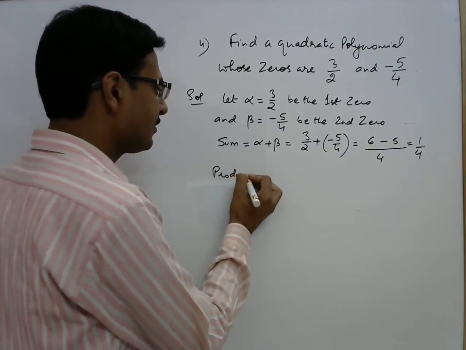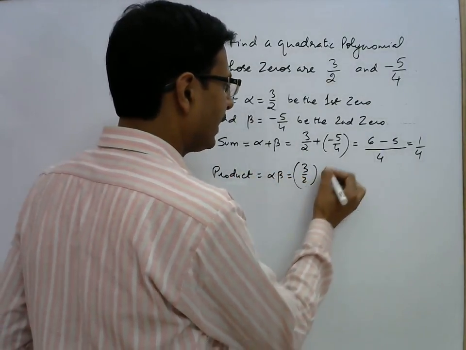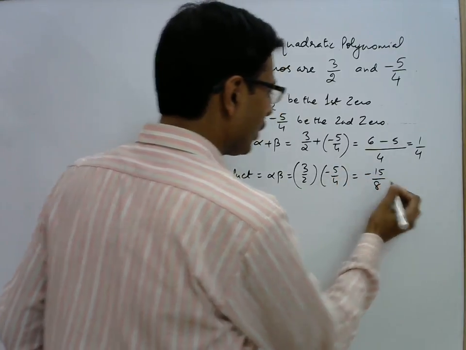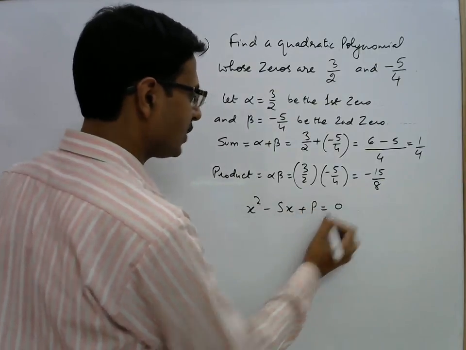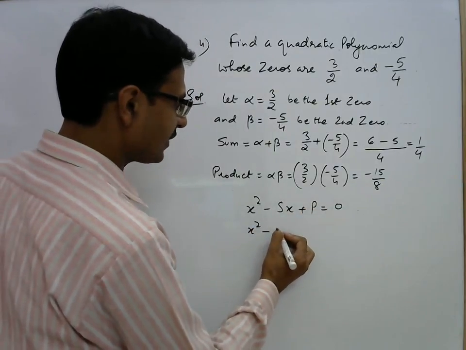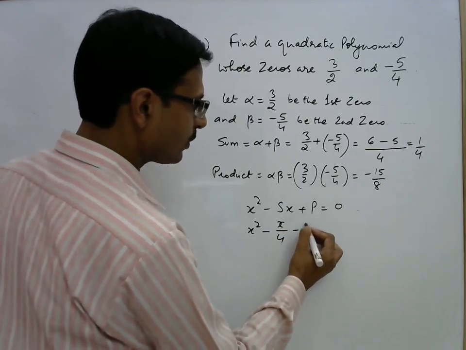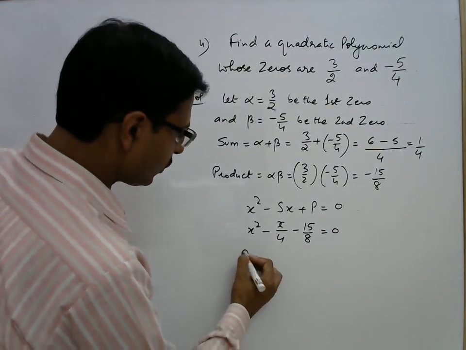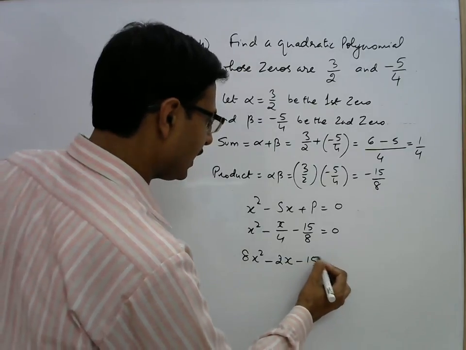So sum is 1 by 4 and product alpha beta is 3 by 2 into minus 5 by 4. So this is minus 15 by 8. So now put the values in x square minus sum x plus product equal to 0. So x square minus sum is 1 by 4, so x by 4, and plus product is negative, so minus 15 by 8 equal to 0. Multiply throughout by 8, you get 8x square minus 2x minus 15 equal to 0.